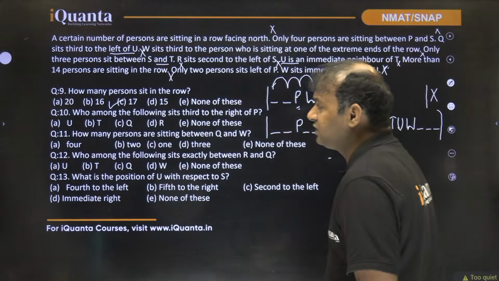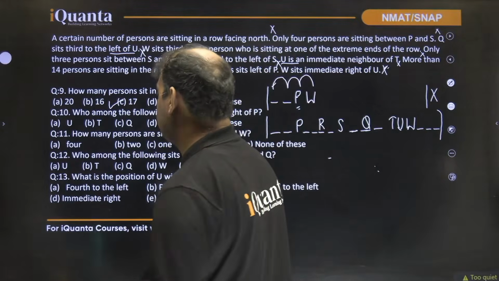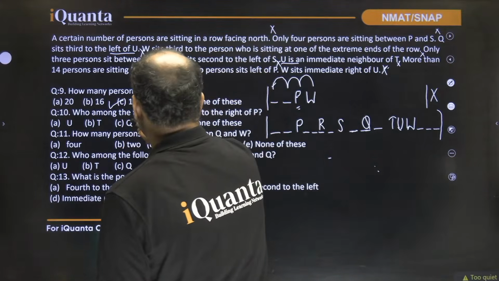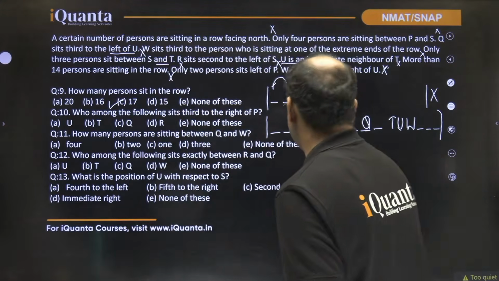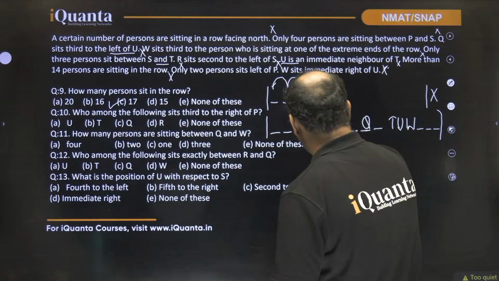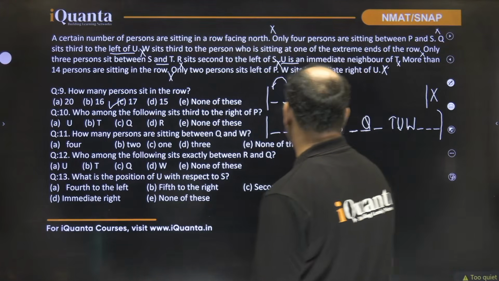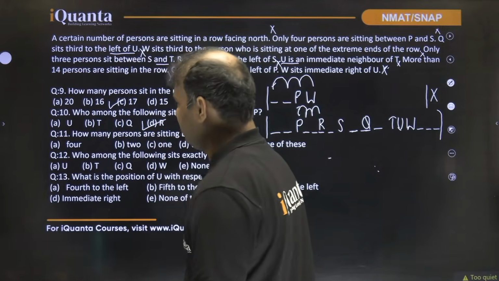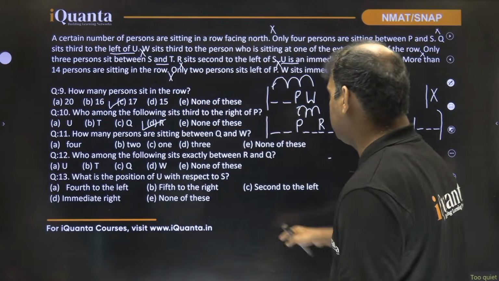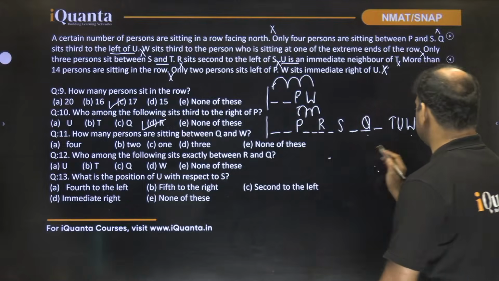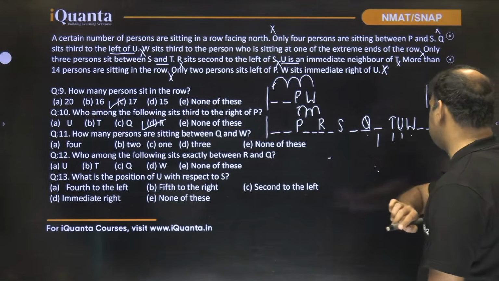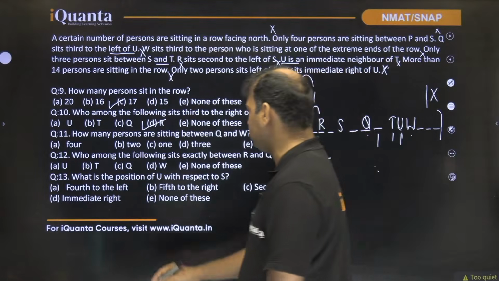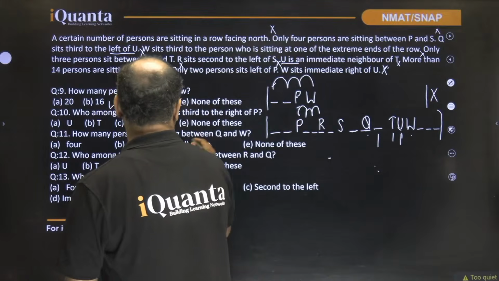Now, answering the questions is an easy job. I think we should do it faster. Question number 10 says, who among the following sits third to the right of P? So this is P. First right, second right, and third right is R. So R is third right of P. Option number D. Next question, how many persons sit between Q and W? So this is Q and this is W. 1 person, 2 persons, and 3 persons. So 3 people are sitting between Q and W. Answer is option D, 3.